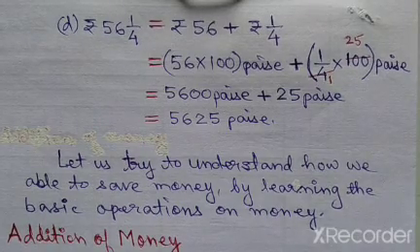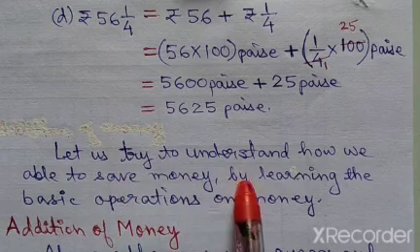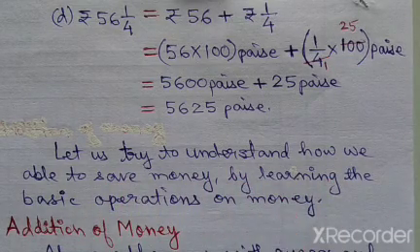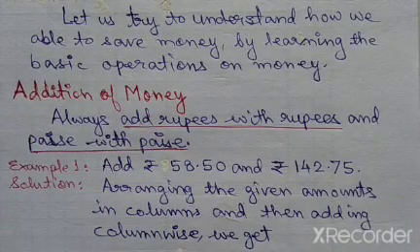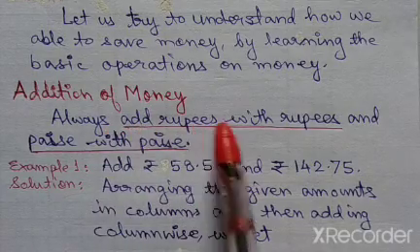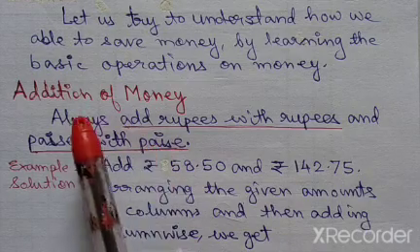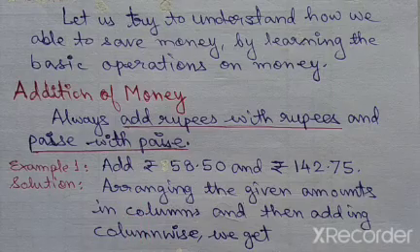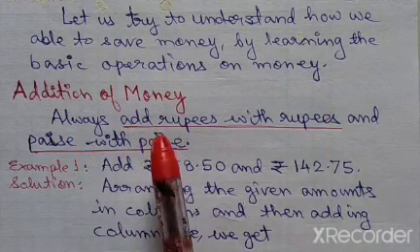Now children, let us try to understand how we are able to save money by learning the basic operations on money. Addition of money. How will you add? In case of a money problem, children, always add rupees with rupees and paise with paise. Simple rule. In case of addition of money, or problems involving money addition, what we have to do, children? Always add rupees with rupees and paise with paise.